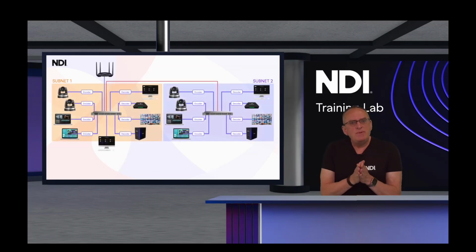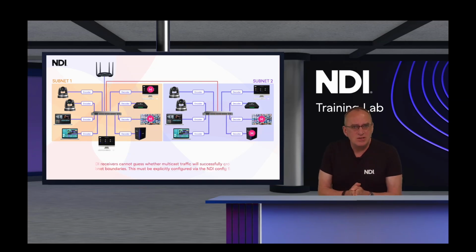The thing is, it should only be used when underlying multicast routing protocols such as PIM and IGMP query are correctly configured. It's important to note that NDI receivers can't guess whether multicast traffic will successfully cross subnet boundaries. This behavior must be explicitly configured via the NDI config file. And it only works if the network is fully multicast aware and properly routed.